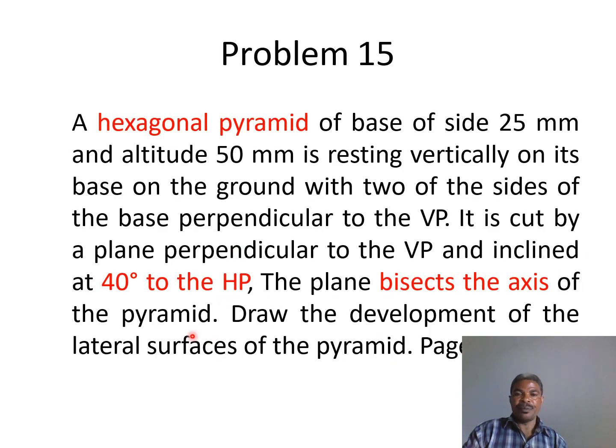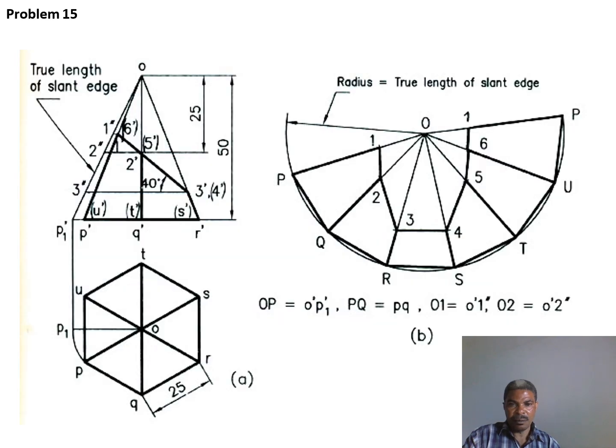Yeah. Another problem is about a hexagonal pyramid. Bisect the axis of the pyramid. So you have to be very careful to understand the requirement of the question. Radius, true length of the edge. Remember how we said one can go.